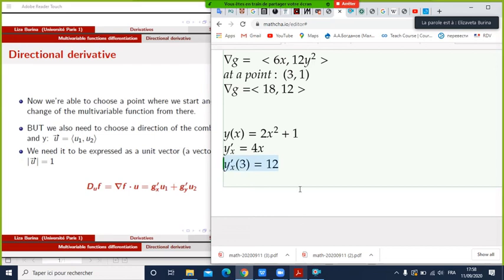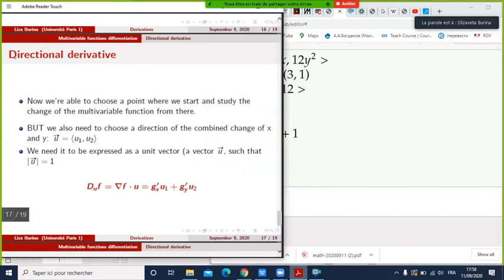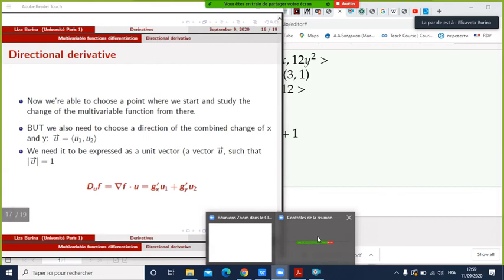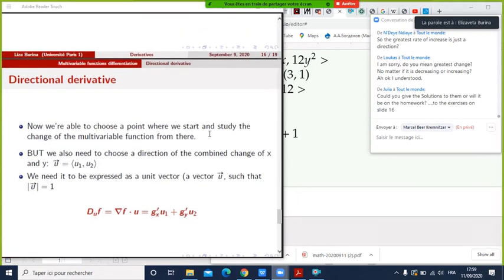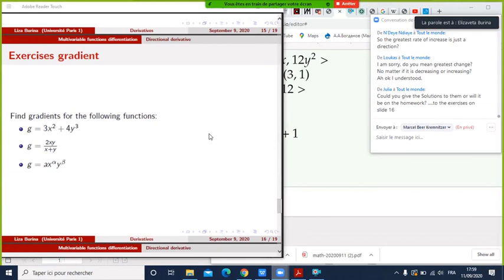Now for the multivariable case, we'll have to work a little bit. The same final value will be given by a directional derivative. I have one more question. Could you give the solutions of them? Will it be a homework for the 16? Yeah, you understand it. That will be a homework.